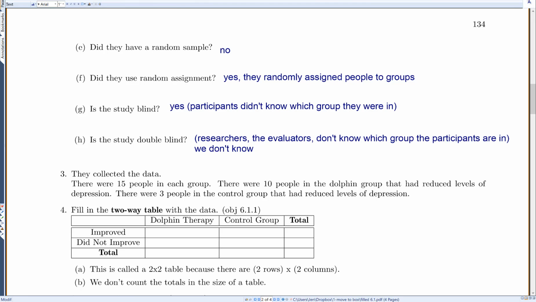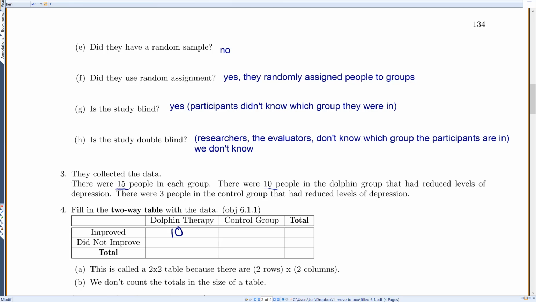What we're going to do when we have two proportions, we will fill in a two-way table with our data. Okay. So you have groups here as the columns, you have different groups as the rows, and we need to figure out how to put the data in from what they gave me. So it says there were 10 people in the dolphin group that had reduced levels of depression. So if I go to the dolphin therapy and improved, I'm going to put the 10 people. So 10 people in dolphin therapy that improved.